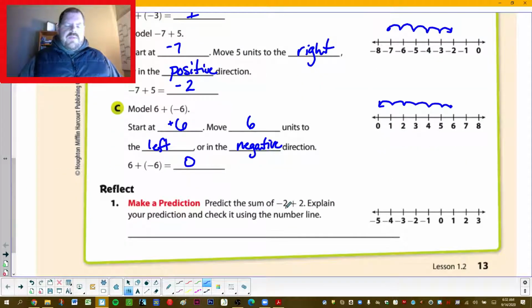Make a prediction. Predict the sum of negative 2 plus 2, and explain your prediction. I'm not going to make a prediction, so to speak. I'm going to work through it. Hopefully you can make a prediction. But what we're going to do is start at negative 2 and move 2 units in the positive direction. And that's going to end us at 0. So we start at negative 2 and move 2 units right. Brings us to 0.